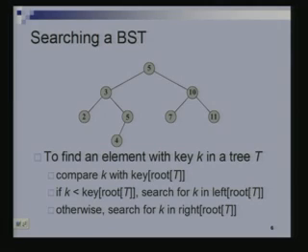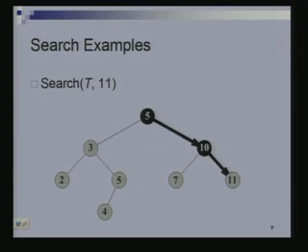Now, suppose you want to search in a binary search tree, right, given a particular key. After all it is a dictionary, we are implementing a dictionary. So, given a particular key, I want to find out where the element is. Okay. Let me first show you an example. Suppose this is my tree and I want to search for 11, right.